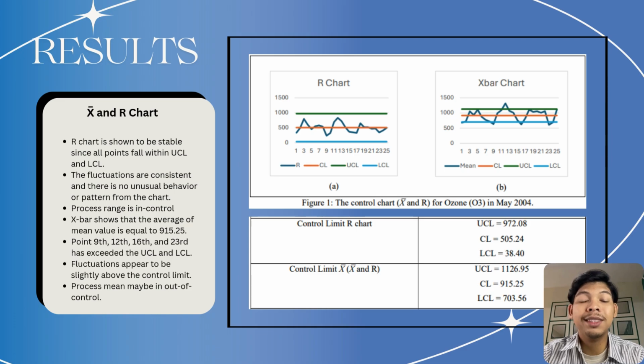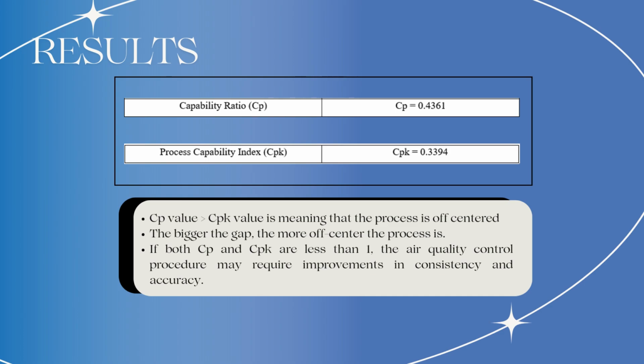Points 0.9, 12, 16, and 23 have exceeded the UCL and LCL. Fluctuations appear to be slightly above the center line or the control limit, which indicates that the process mean may be in out-of-control conditions. Another sample might be needed in order to conclude whether the process is indeed out of control.